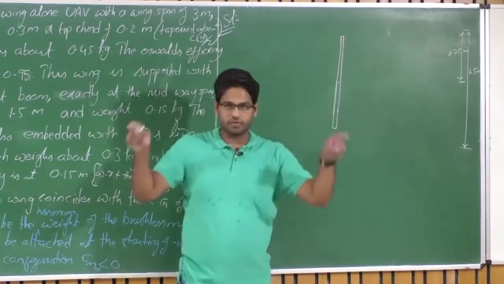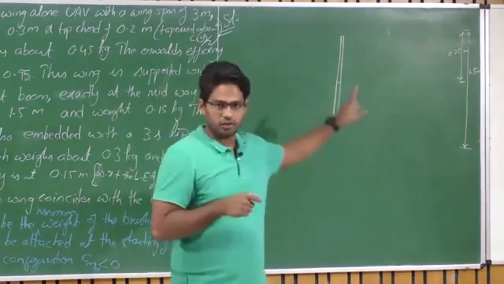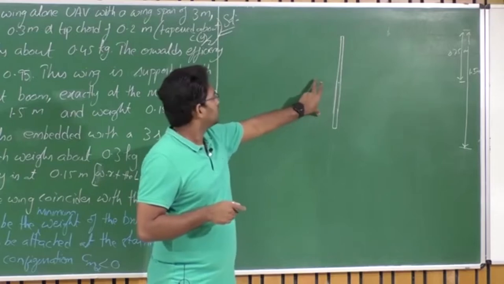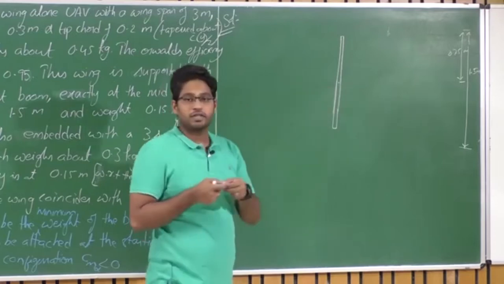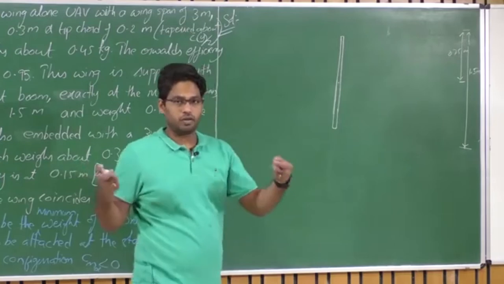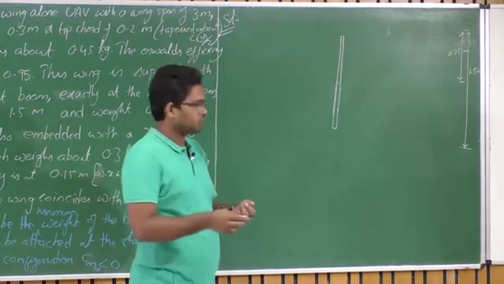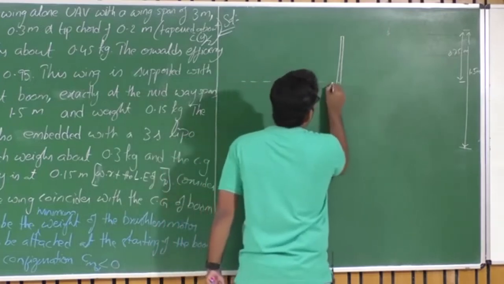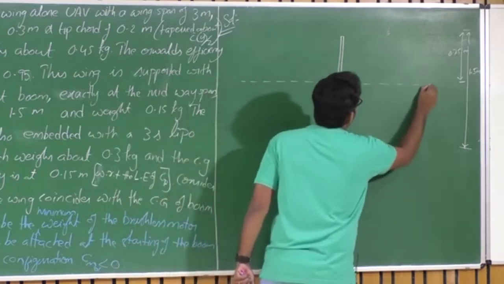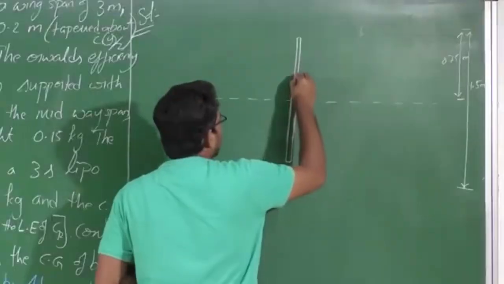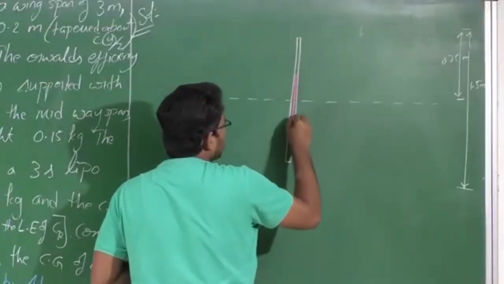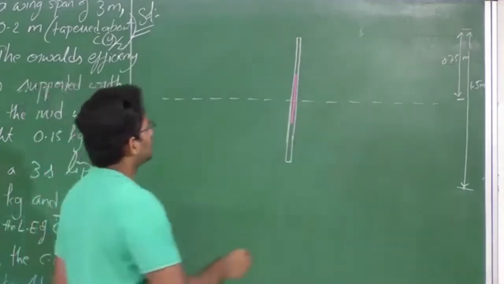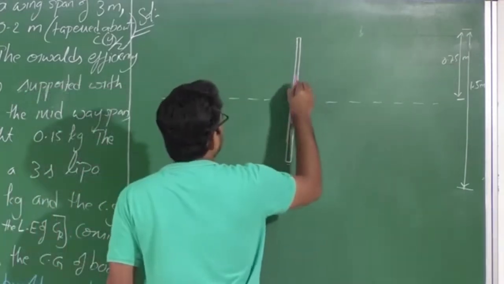Why? Because the CG of the wing coincides with the CG of the boom, and it is present at the midpoint of the chord, which is the taper axis itself, right? So this will be say my taper axis, which is the midpoint of the chord. So this is my root chord. The root chord is given as 0.3 meters, right? So say this is my root chord.